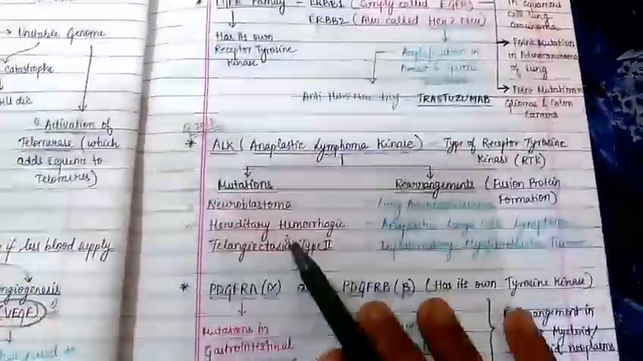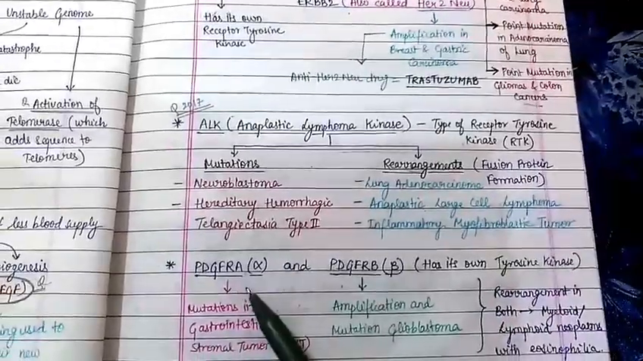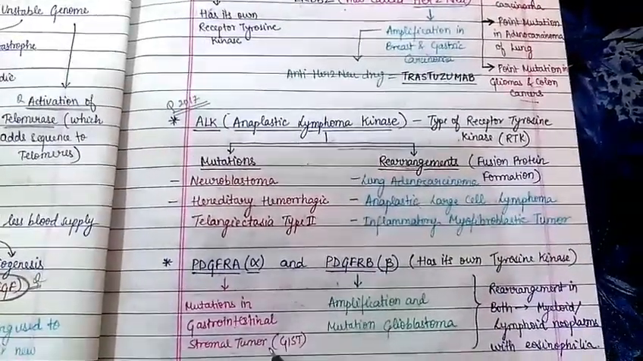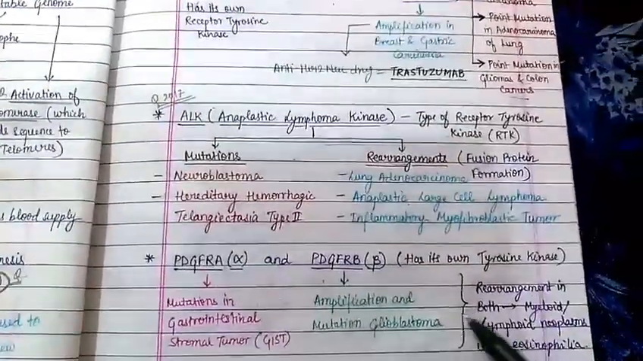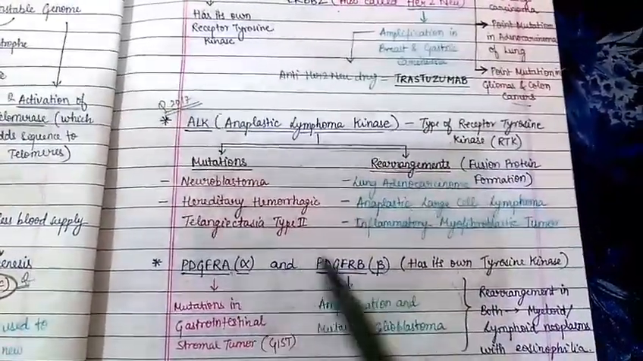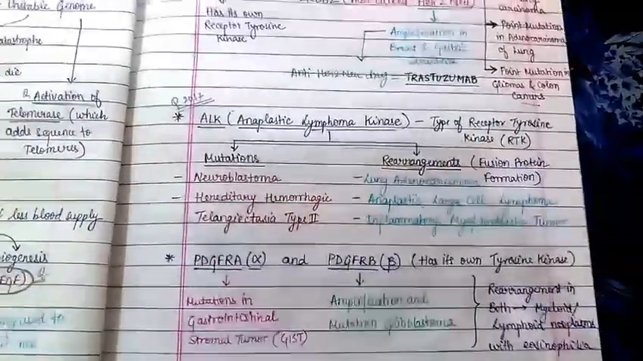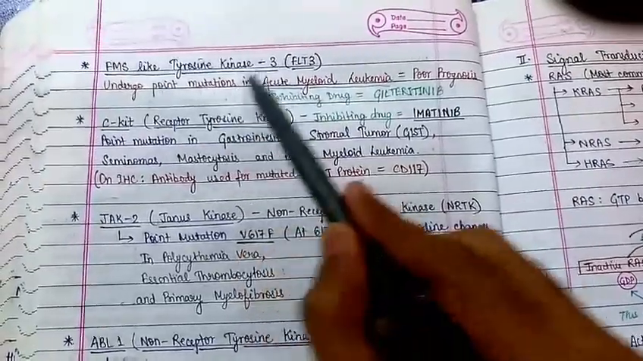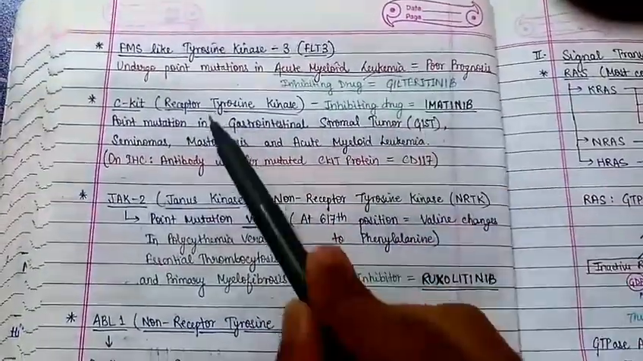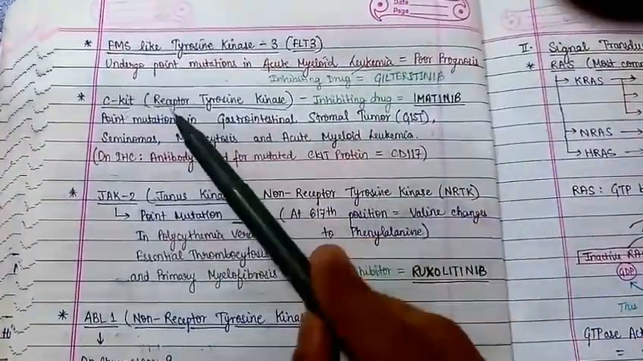The third one is PDGFR alpha or beta. It also has its own tyrosine kinase, and its mutation is seen in gastrointestinal stromal tumor, and its amplification and mutation is seen in glioblastoma. If there is rearrangement in both alpha and beta, that can also cause myeloid lymphoid neoplasm with eosinophilia. Clear? The next one is FMS-like tyrosine kinase 3, FLT3. It undergoes point mutation in acute myeloid leukemia. The next one is c-KIT. It is also a receptor tyrosine kinase.